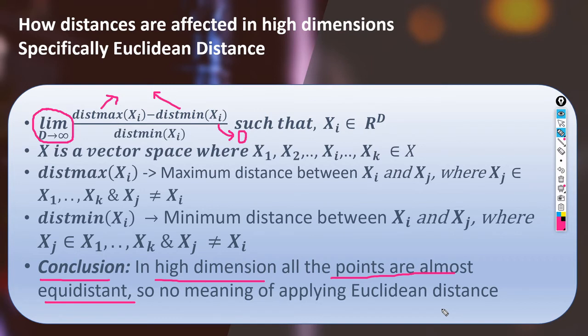So now you might ask, if we want to calculate distance, what do we do? You can calculate cosine distance or cosine similarity. Now it's not true that in high dimension cosine distance is not affected. It is affected, but not as much as Euclidean distance.